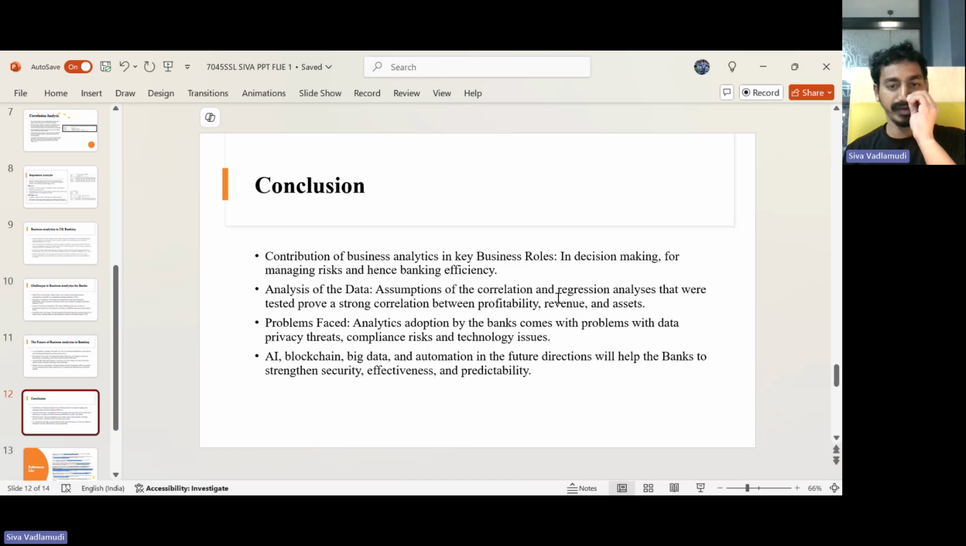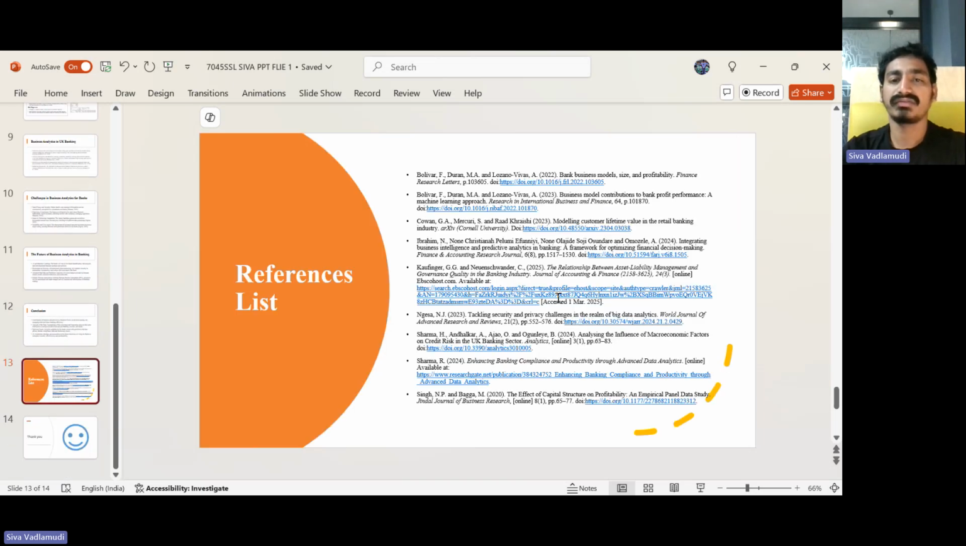AI, blockchain and big data, through automation, help strengthen security, efficiency and productivity. AI is a main concept of business in the present situation and for future generations. The references are mentioned in the attached slide: Bolivar F. Duran and Emily Lojano Vivas, banking business model size and profitability. Thank you.